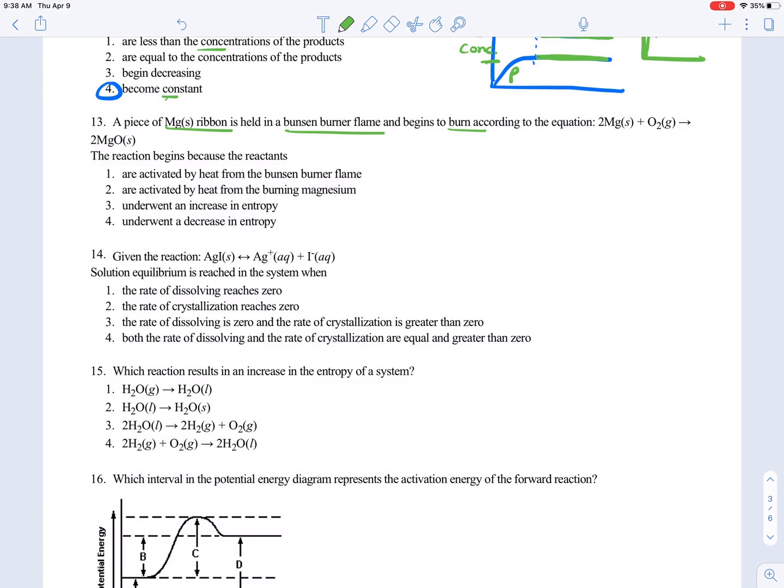So why does this reaction begin? Well, because the magnesium is not going to set itself on fire. So why did the reaction start?